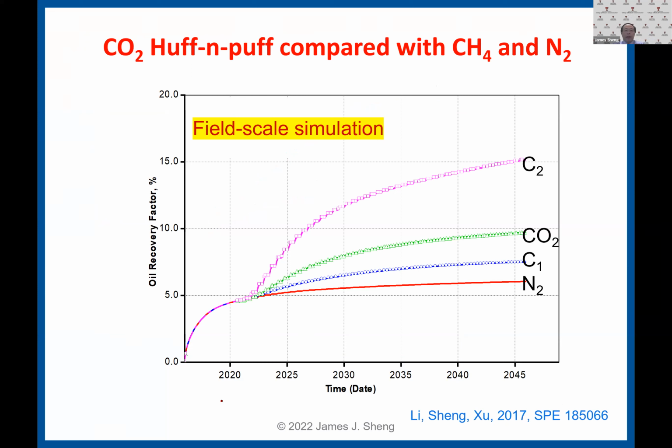Now let's look at field data. We use simulation because in the field we cannot simply compare different agents. We did field-scale simulation work. First look at this one, similar to what we observed in the laboratory: CO2 is better than methane and nitrogen. But by the way, we also tried ethane. Ethane actually is much better than the other gases.